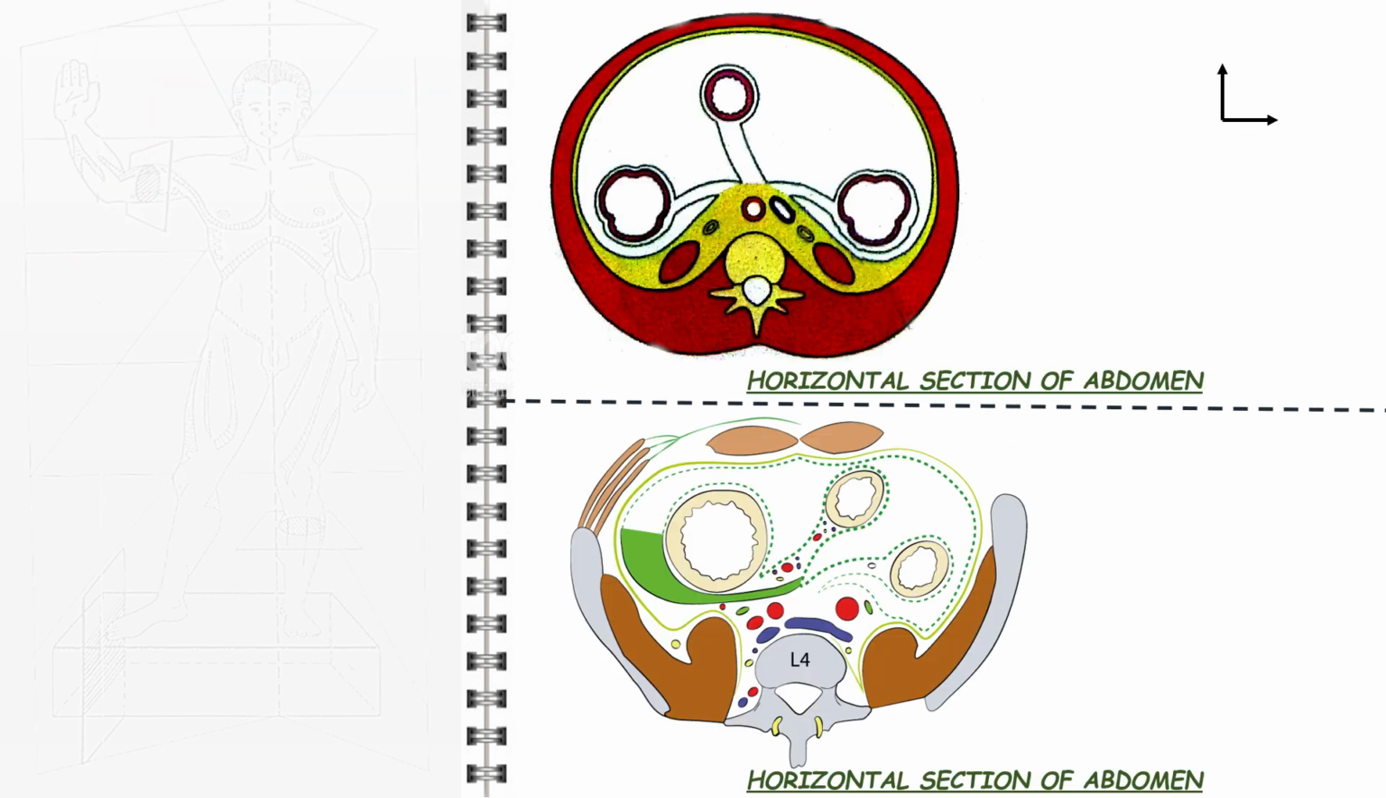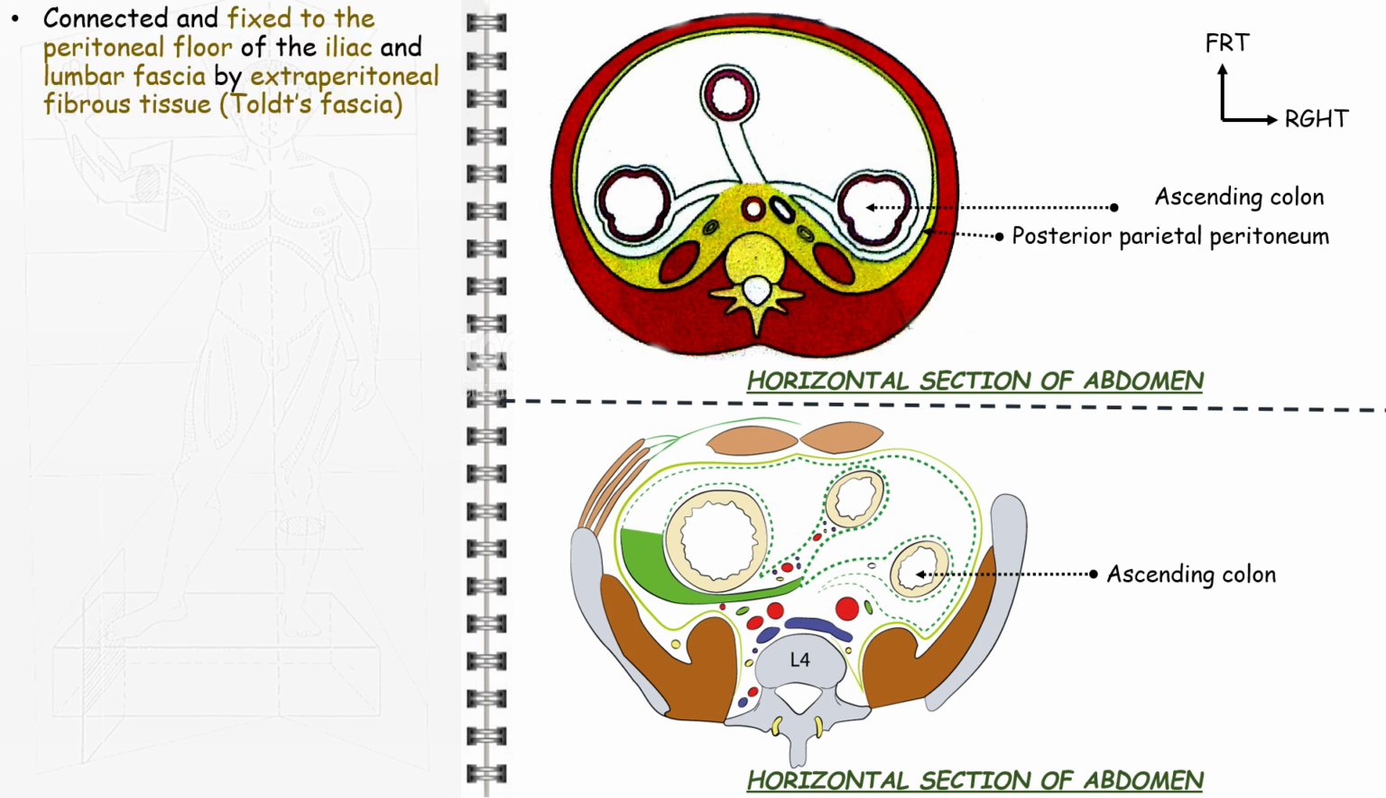The serous coat of the ascending colon covers the front face and stops at both sides where it runs laterally into the paracolic gutter and medially into the right infracolic compartment. It is fixed to the peritoneal floor of the iliac and lumbar fascia by extraperitoneal fibrous tissue, Toldt's fascia.